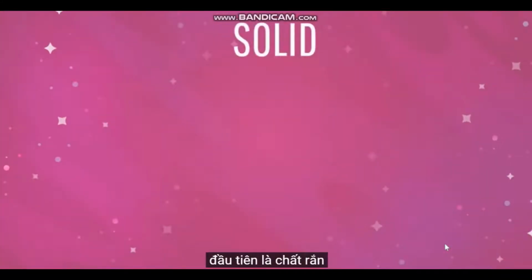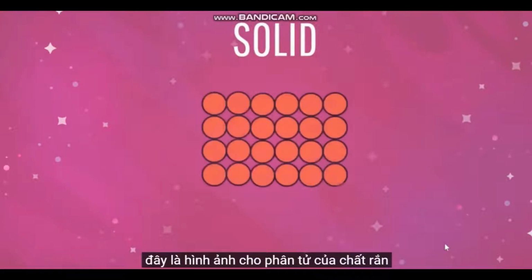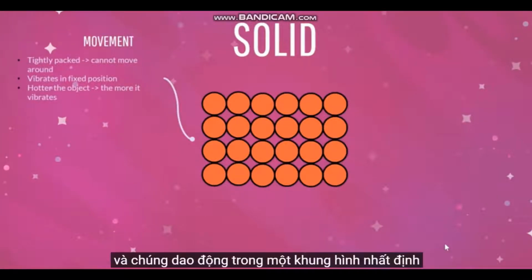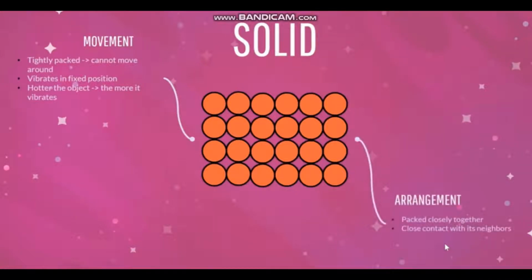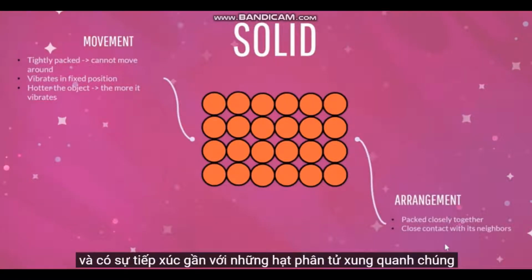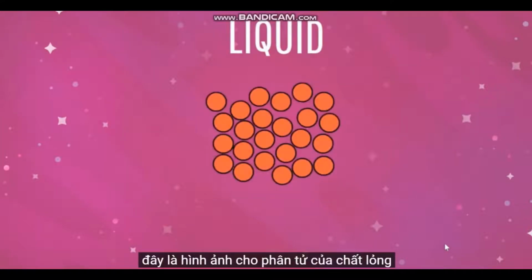So first off will be solid. Here's a picture of the solid particles. Its movement is tightly packed, so it does not move around much, and it vibrates in a fixed position. The hotter the object, the more it vibrates. Its arrangement is packed closely together. It has close contact with its neighbors.